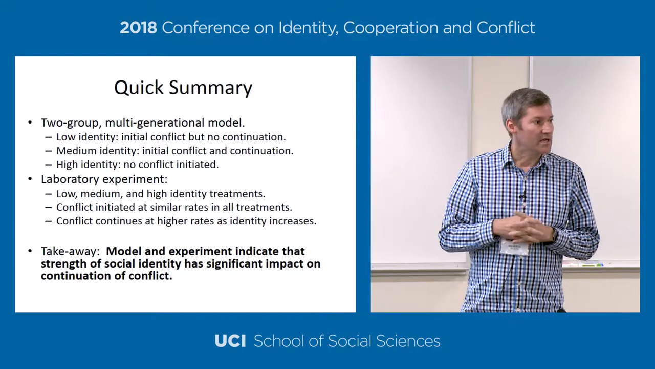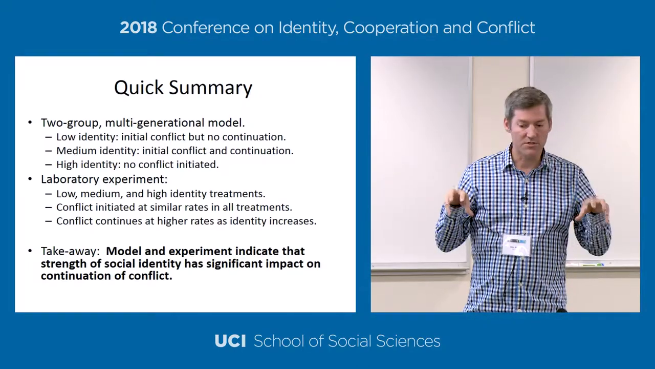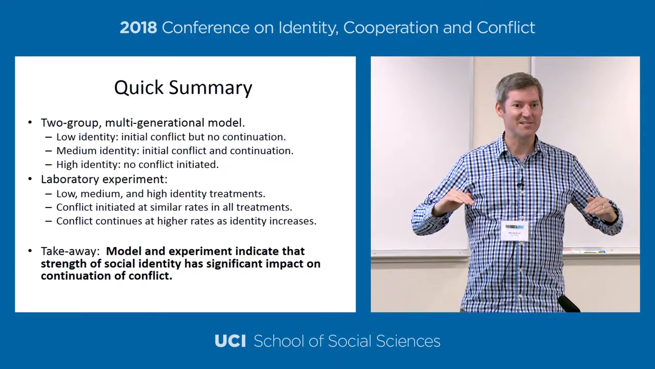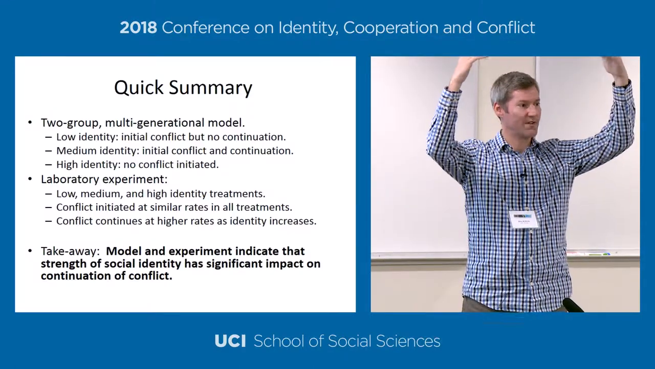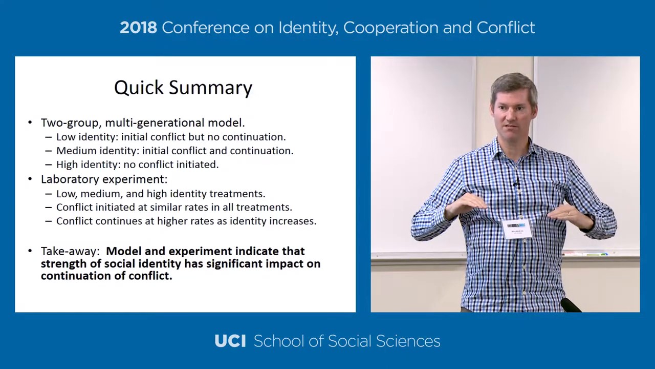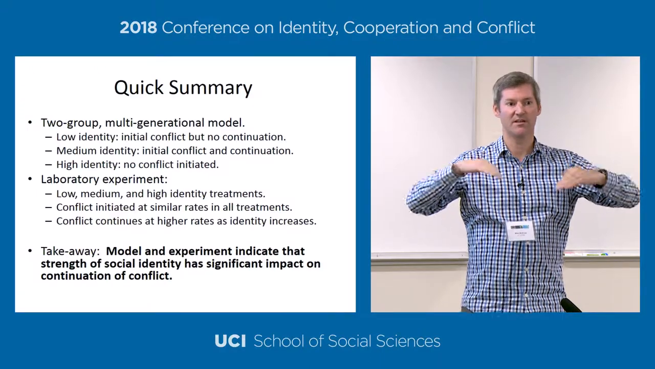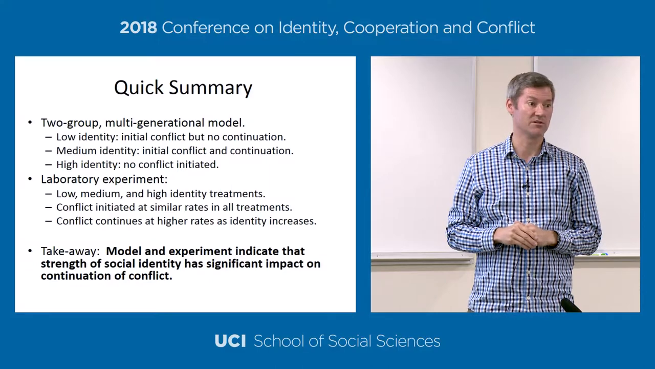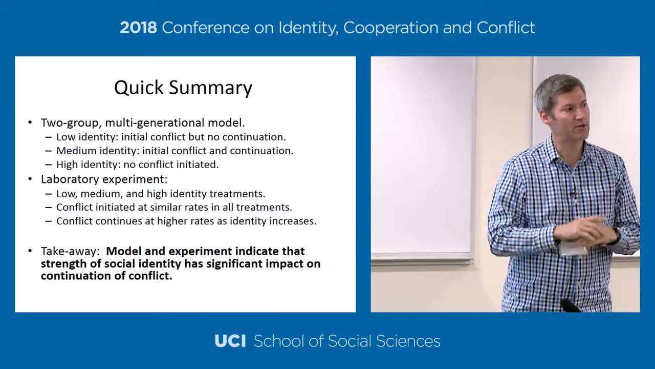The setting is a multi-generational one, where you have two different groups, and think of like the Hatfields and the McCoys. Over time, you have parents and children and their children and their children, where there's going to be some interaction between each generation, and then a message being left to the following generation, and so on, and there's potential conflict at each stage of that.